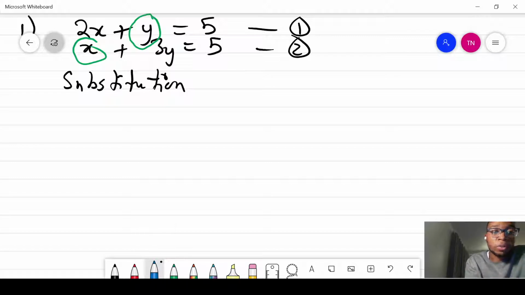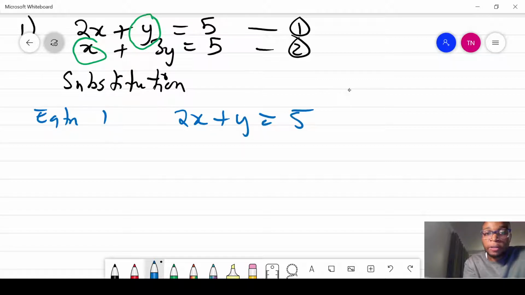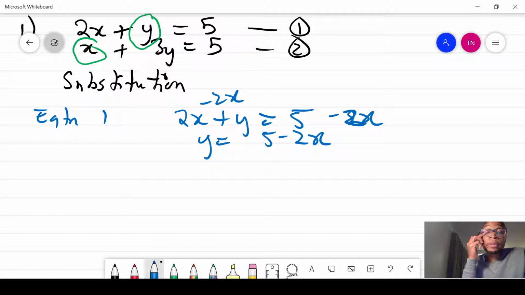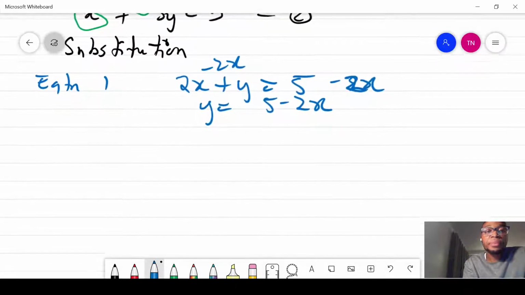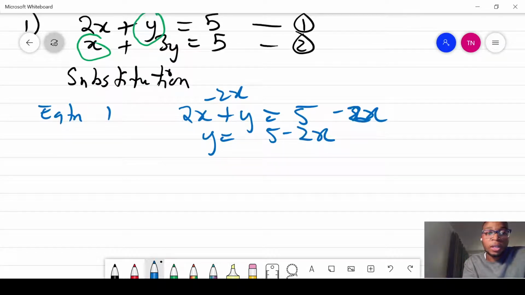If we use equation 1, it's still 2x plus y equals 5. We want to move this 2x to the other side, so it's minus 2x on both sides. Then you're going to be left with y equals 5 minus 2x. This would be very simple for you if you attended my other sessions and saw what we were doing there. So the first step is that you make one of the variables the subject of the formula. Then after doing that, you substitute this into equation 2.